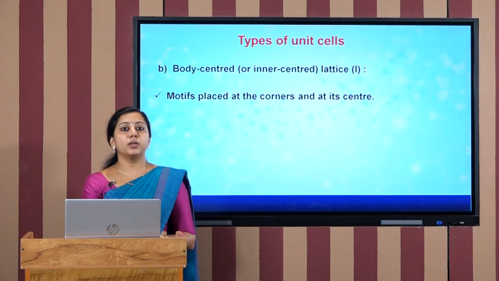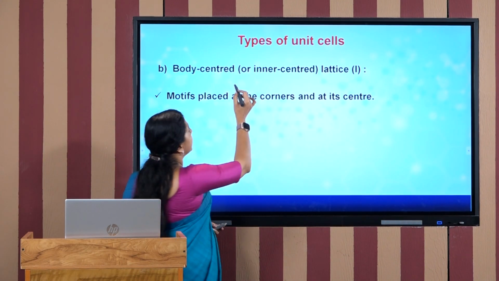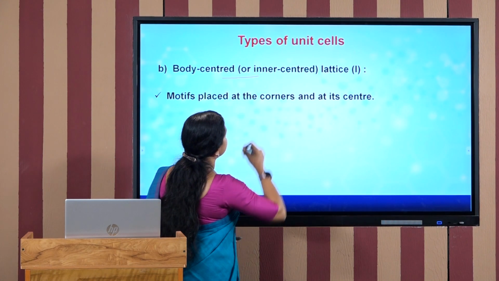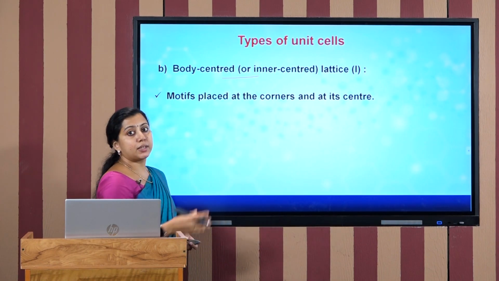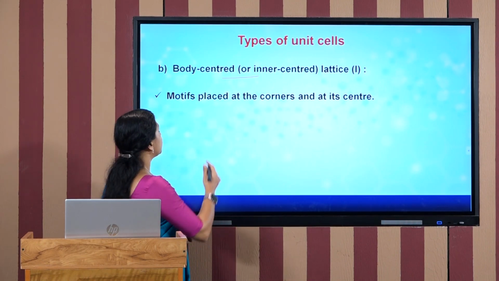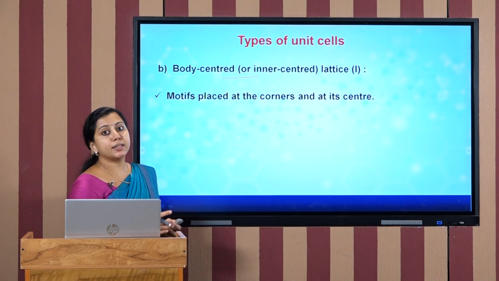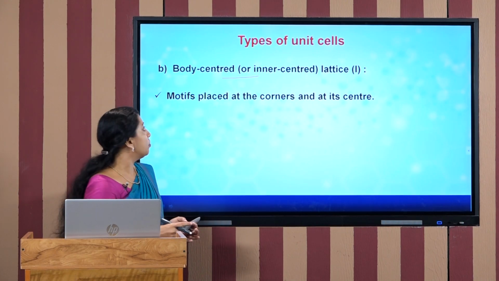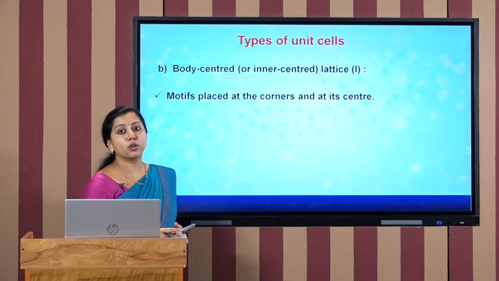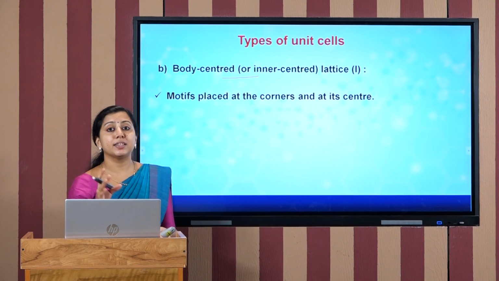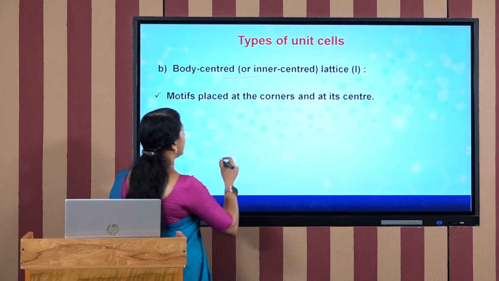The second type of unit cell is a body centered or inner centered lattice represented as I. Okay. So, as the name suggests, in a body centered lattice, the motifs will be placed at the corners and also at the center of the body. Okay. Let us see.